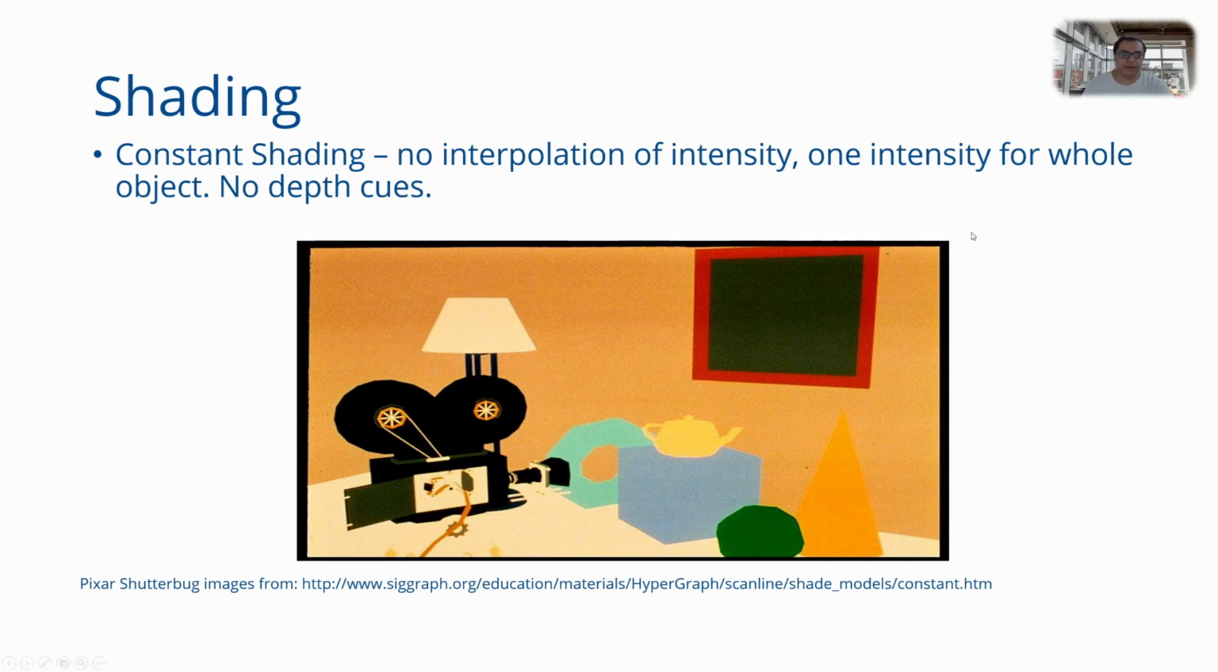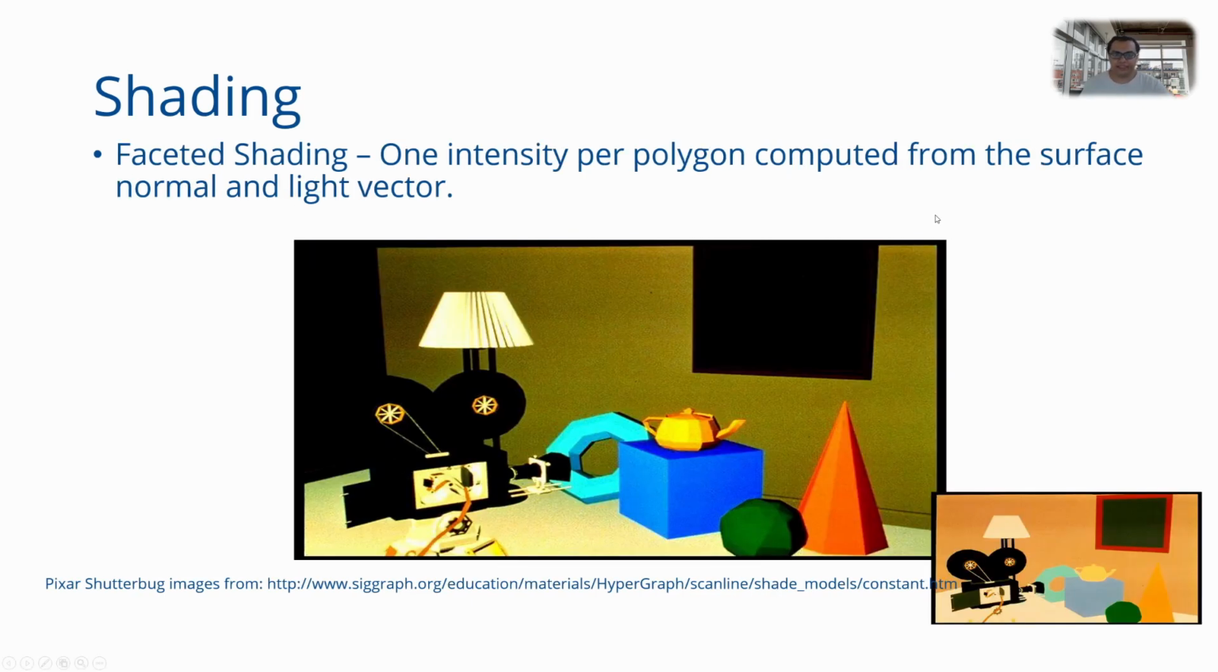What is the next best thing you can do? Because obviously this is not enough to produce good quality rendering. Constant shading is the fastest and the simplest, but it does not give you very good visual output. So what is the next best thing that you can do? The next best is what is called faceted shading. So in faceted shading, instead of giving one constant color to the entire object, you assign one intensity per polygon or per face of an object.